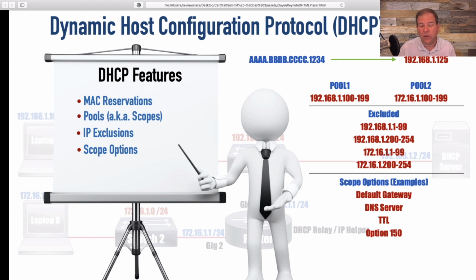And the reason I included another option, 150, is that's the address of a TFTP server. We use that a lot in the IP telephony world, because when a Cisco IP phone boots up, it doesn't have a configuration. It needs to go download its configuration file from a TFTP server. How does it know where that TFTP server lives? Well, when it sends out its DHCP request, the DHCP server sends it back: here's your IP address and subnet mask and default gateway and option 150, which is the IP address of a TFTP server. The phone then goes out and downloads from that TFTP server its configuration file.